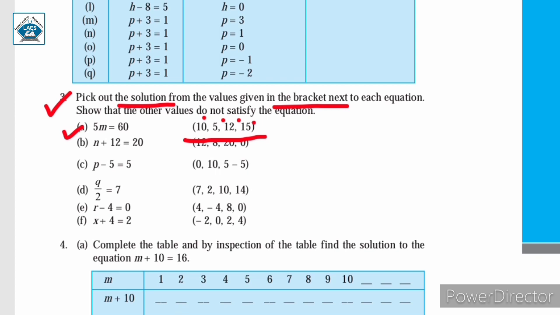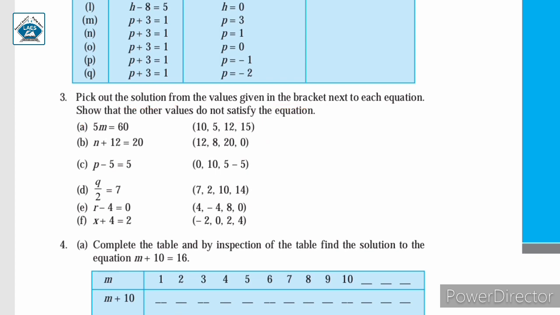We already know the meaning of solution of an equation. Such a value of the variable that satisfies the equation. That is, when we substitute that value of the variable in the equation, then we get the left hand side is equal to the right hand side. So such a value is called a solution. So here we will try putting all these values one by one into the equation.